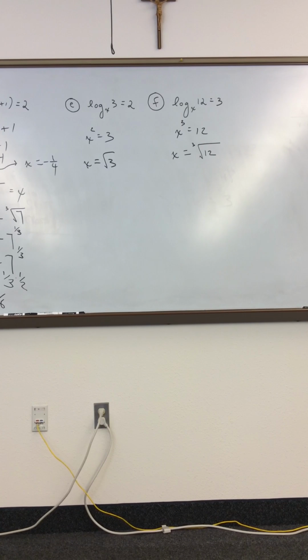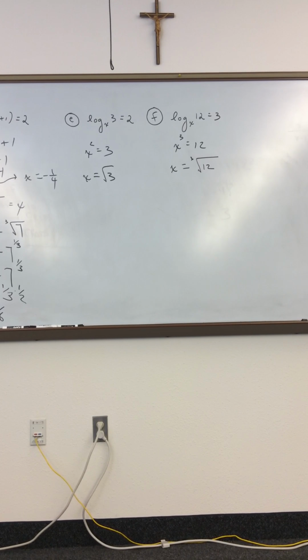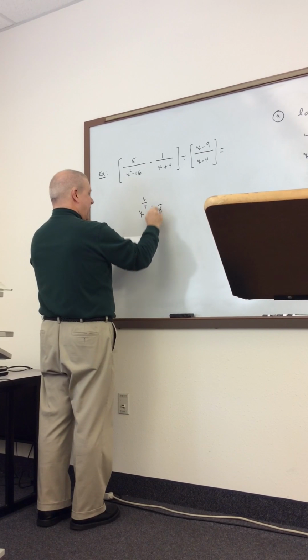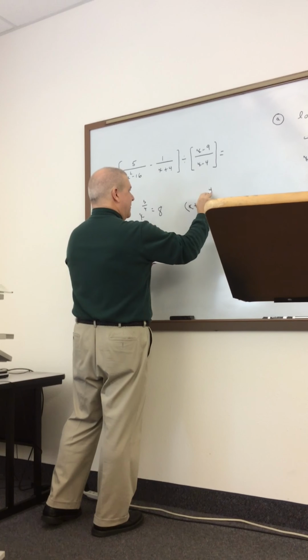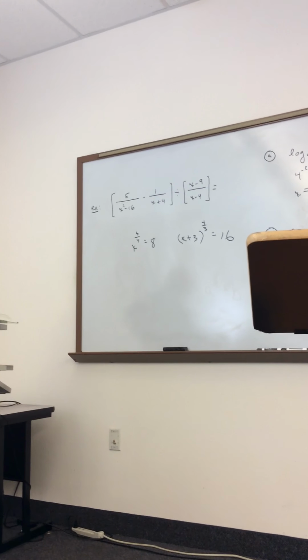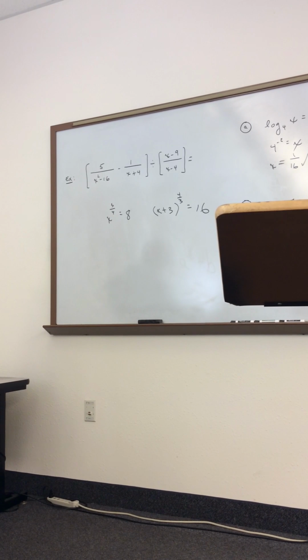Now, if that was cube root of 8, of course you would say equals 2. All right, write this down. X to the 3/4 equals 8, and right next to it, x plus 3 to the 4/3 equals 16. Now, I have a few more things to show you here. If I told you to solve those, let's see how observant you are up here on the board.